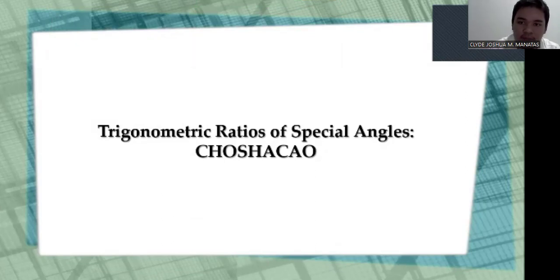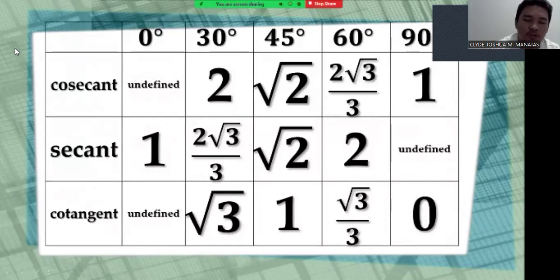So, this is the table to know the correct answer for every angle in every trigonometric ratio. So for the cosecant, 0 degrees is undefined. Cosecant 30 degrees is 2. Cosecant 45 degrees is square root of 2. Cosecant 60 degrees is 2 square root of 3 all over 3. And cosecant 90 degrees is 1.